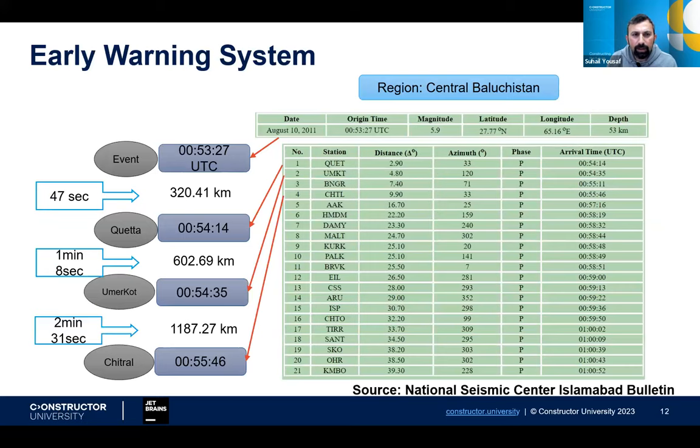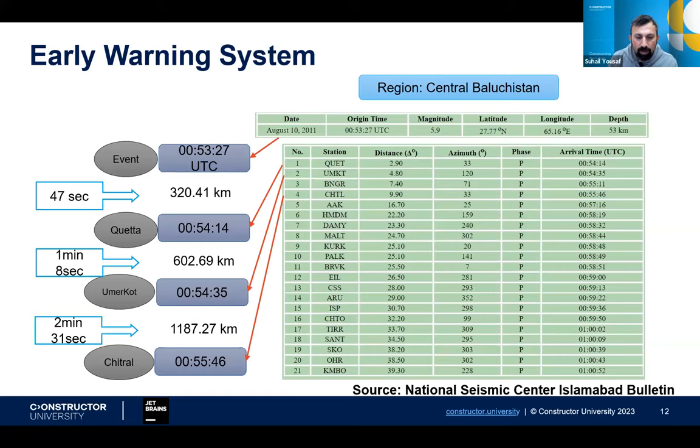So here is a typical earthquake event that occurred on August 10, 2011, somewhere in Pakistan. The region was Central Balochistan, which is on the border with Iran. We can see the table on the right side, which basically shows the arrival time of the same event, which was sensed or noted in different regions in Pakistan. On the left-hand side, we can see the time at which this event occurred was 00 hours 53 minutes and 27 seconds.